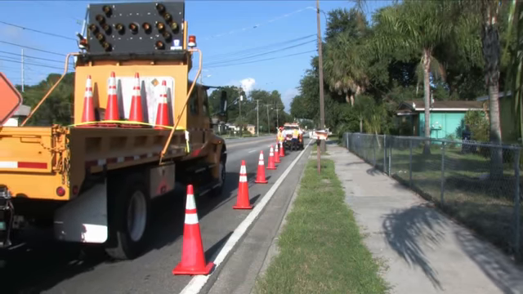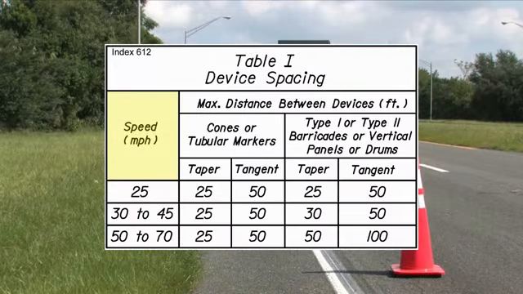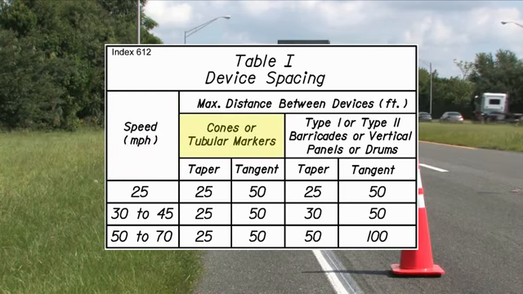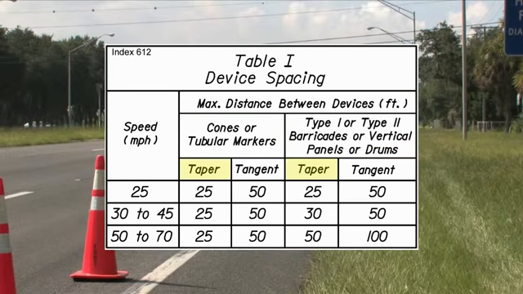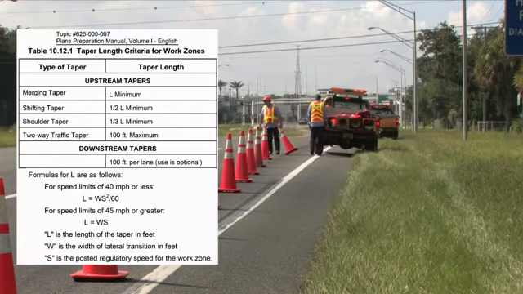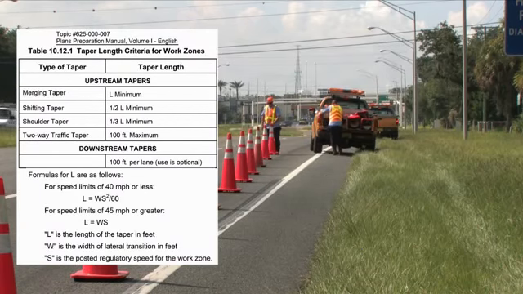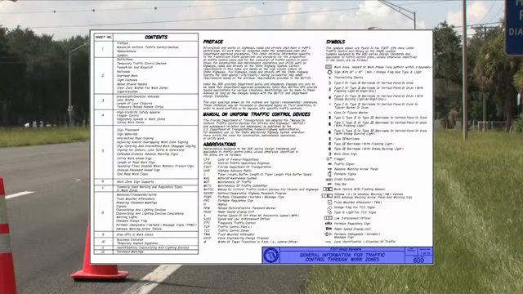The spacing for channelizing devices on tapers is based on several factors: the speed limit, the type of devices used such as cones, tubular markers, barricades, vertical panels or drums, and finally the location of the devices such as in the taper or the tangent. The taper length criteria for work zones can be found in Chapter 10 of the Plans Preparation Manual. The spacing of devices can be found in the Design Standards Index 600 series.